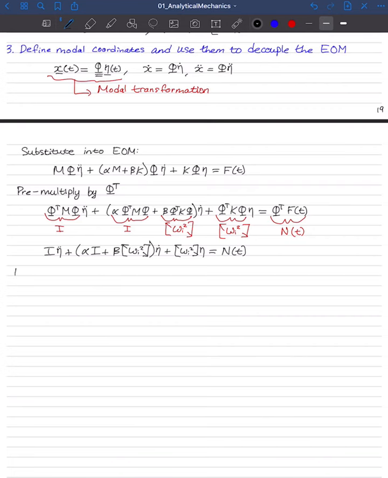So the result of this is a set of n uncoupled equations, which we can write as eta i double dot plus quantity alpha plus beta times omega i squared, that times eta i dot plus omega i squared times eta i is equal to n i of t. Okay.